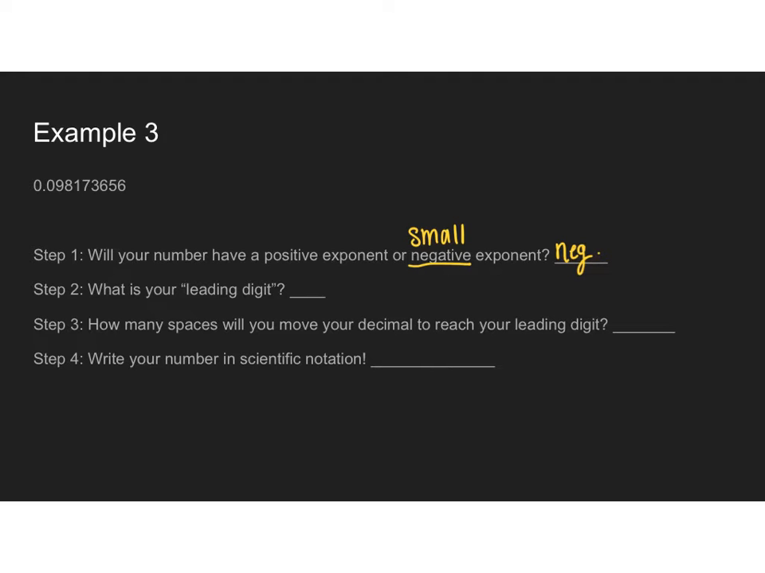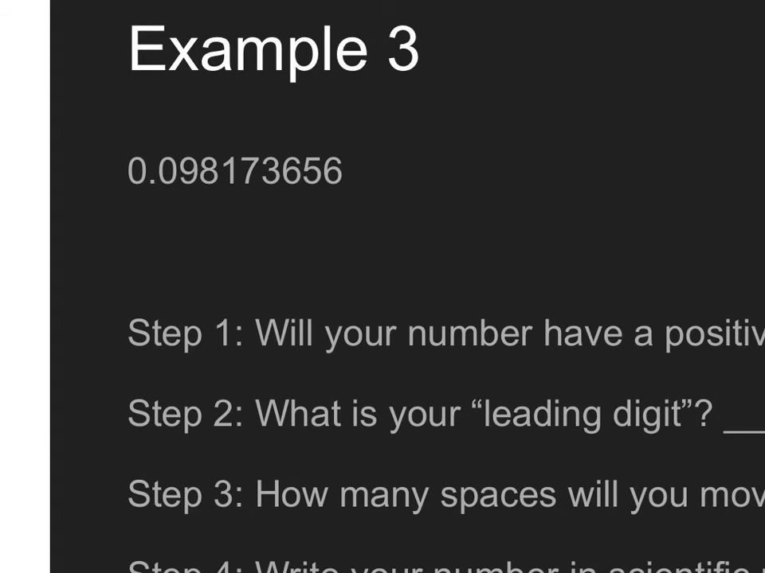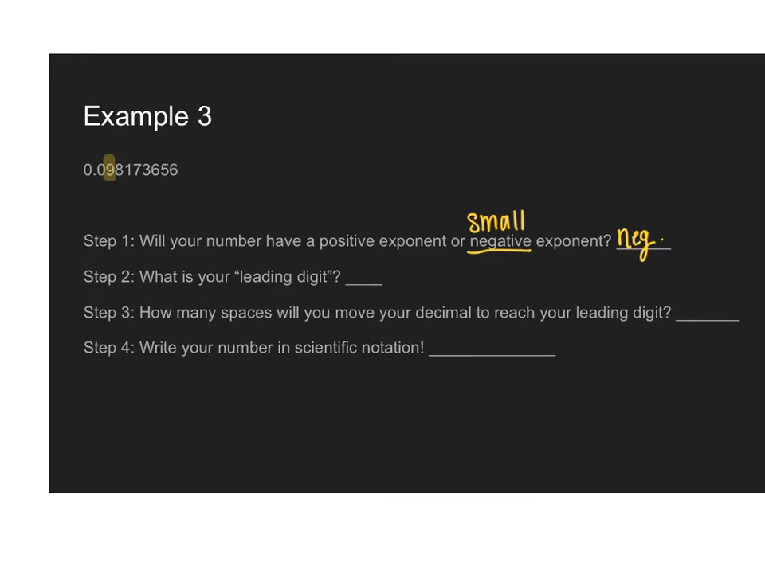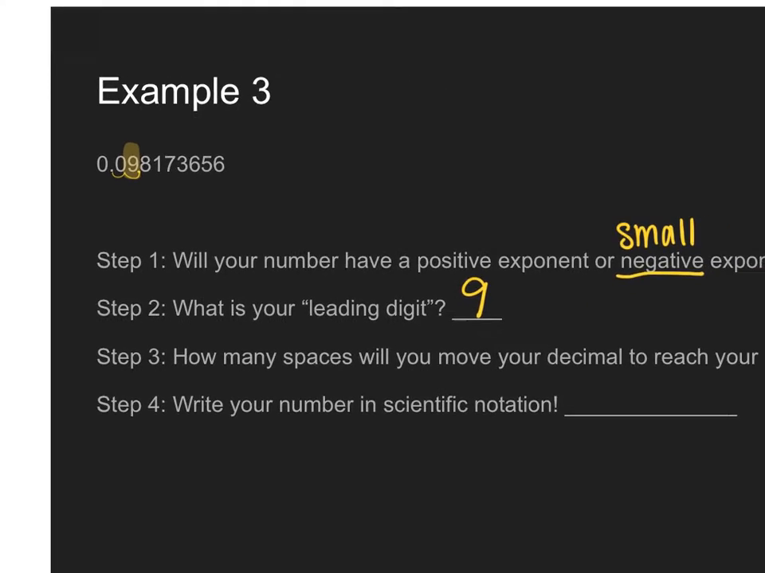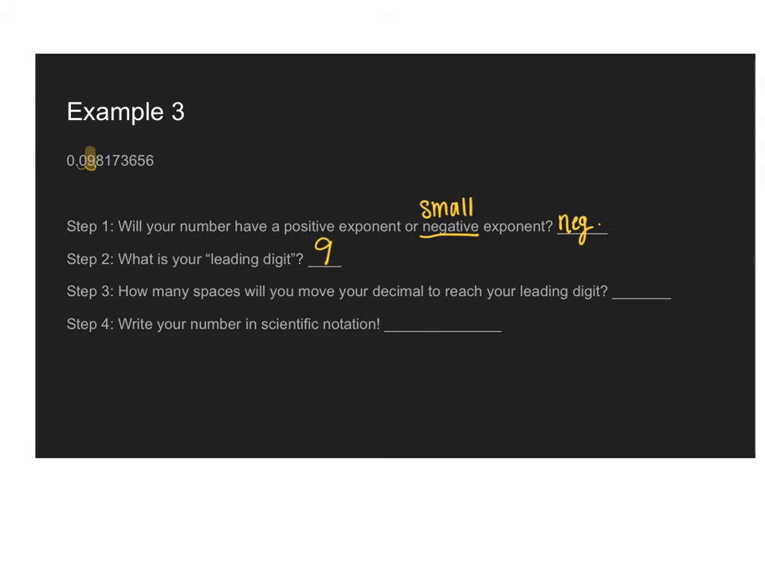To identify our leading digit, we want to figure out, well, where does the first number come into play? And when we work with scientific notation, we don't want zeros. So the first number closest to this decimal that's not a 0 is this 9. So that's where my number is going to start. That is my leading digit here. How many spaces do I need to move my decimal to get there? Well, I need to move it 1, 2 to get to be right behind the 9 so that that is my leading digit. So I moved it 2 spaces.